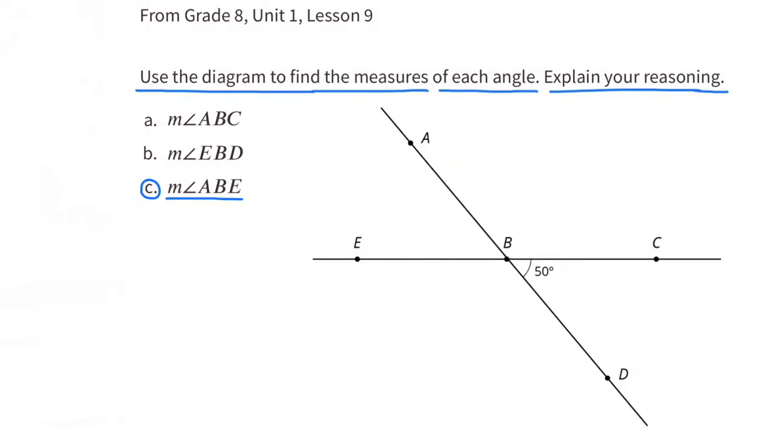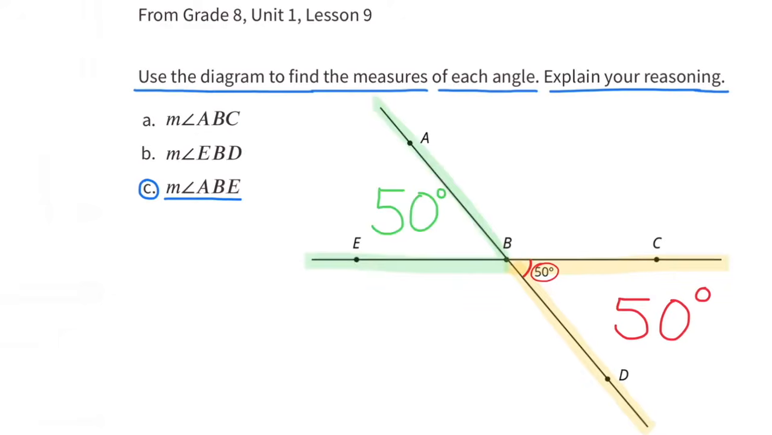C. The measure of angle ABE. Well, we already found that. The measure for angle ABE will be the alternate interior angle of angle CBD. And that alternate interior angle is ABE. So that will also be 50 degrees.